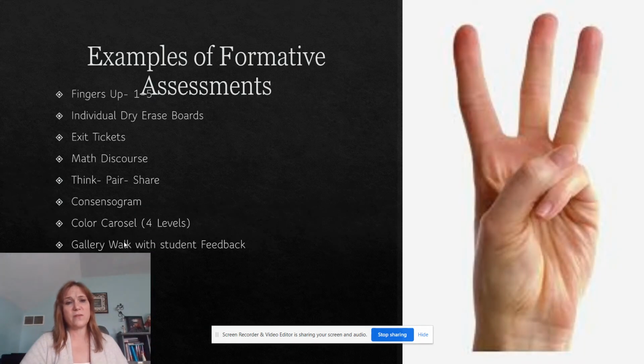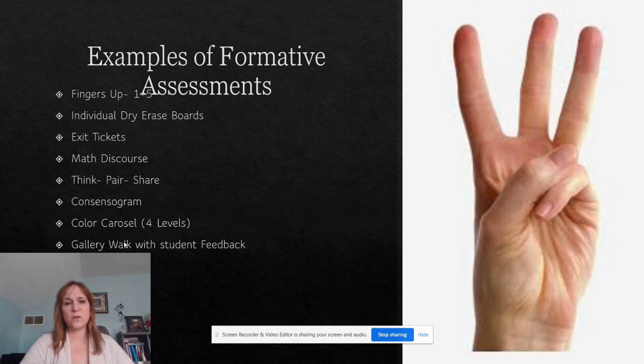Here are examples of formative assessments. Fingers up, 1 through 5. 1 is I don't get this at all. All the way to 5, I've got this and I've got it mastered. I can do this on my own. So it just gives teachers a quick glimpse around the room of where students are at.